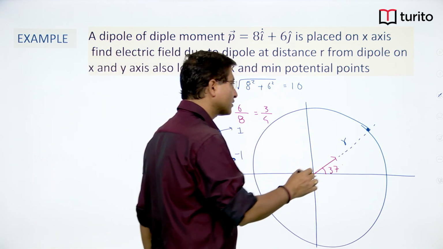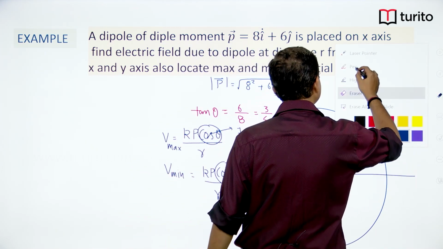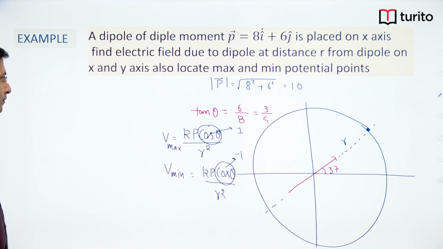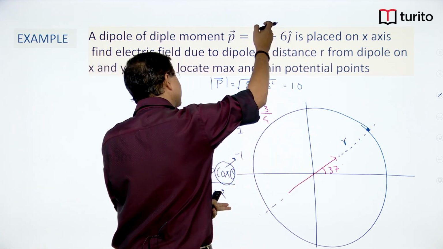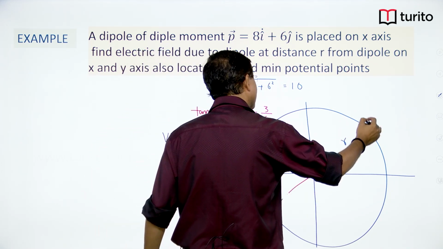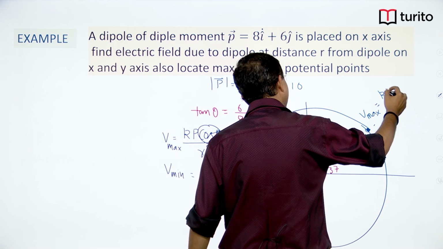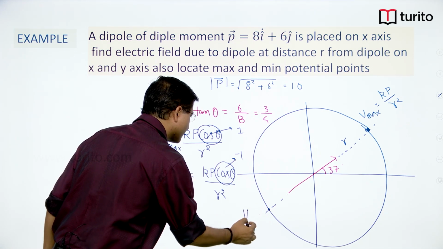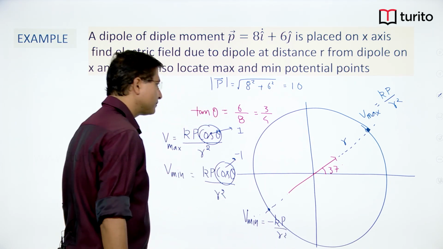This is r square, not r cube. So after getting the resultant of this dipole moment, I will have an idea about the axis of the dipole. Potential at this point is maximum, and the value of that will be Kp divided by r square, and potential at this point will be minimum, and the value of potential will be minus Kp divided by r square.